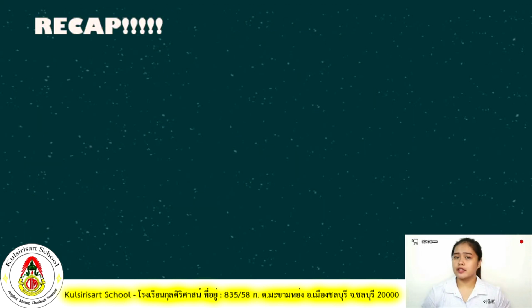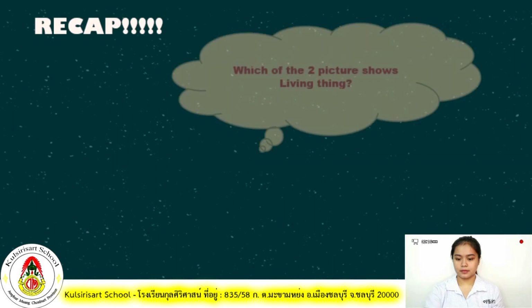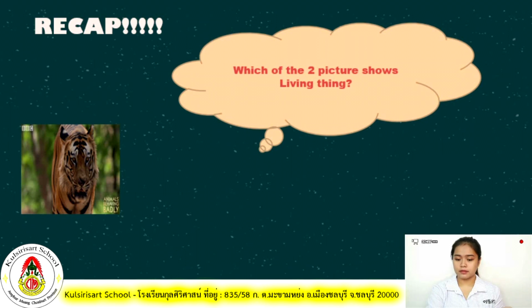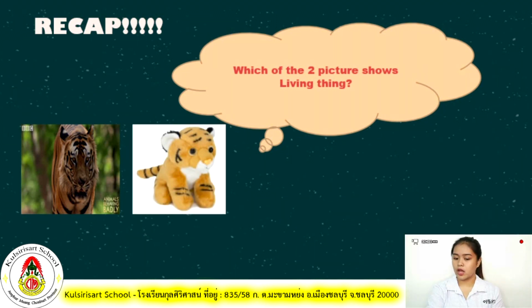Okay, did you understand our lesson for today? Very good. Did you learn something today? Very good. Now, let's have a recap. Which of the two pictures shows a living thing? Is this one or this one? Which of them shows a living thing? What is your answer? Very good. This picture shows the example of a living thing.